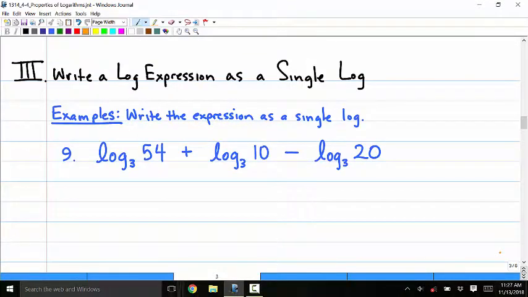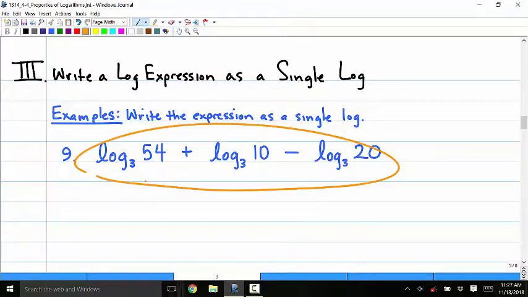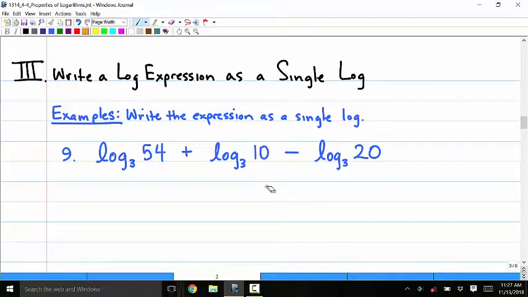Write the log as a single log expression. Now you've got it expanded, and you want to condense it and write it as one log. First and foremost, are they all the same base? Yes. So I'm going to write it as log base 3 of something.